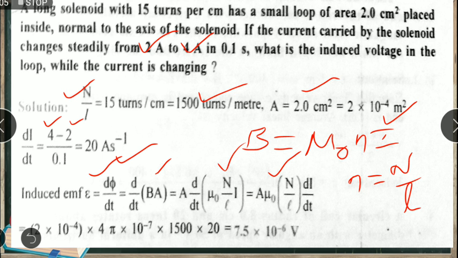Next, one by one substitute the values. A is 2 into 10 raised to minus 4. Mu naught constant value is 4 pi into 10 raised to minus 7. N is 15,000. Rate of change of current is 20 ampere per second. If I substitute and calculate, I get 7.5 into 10 raised to minus 6 volt, or 7.5 microvolt.